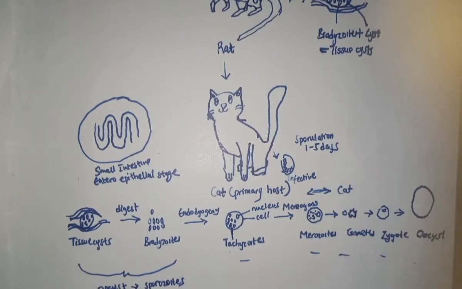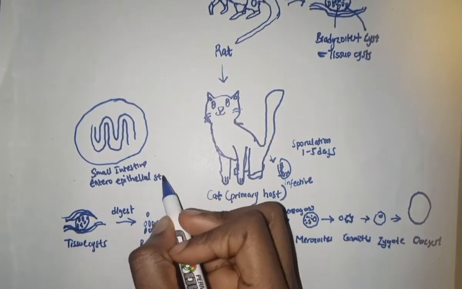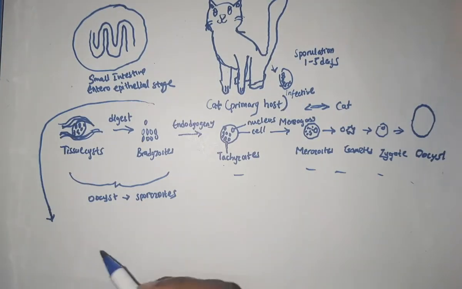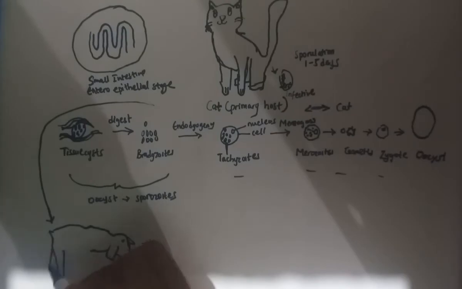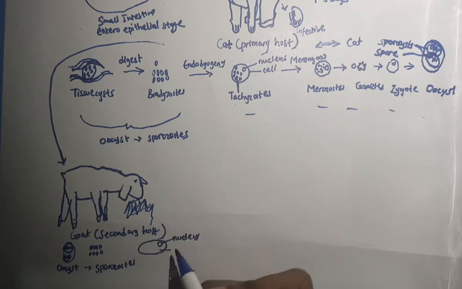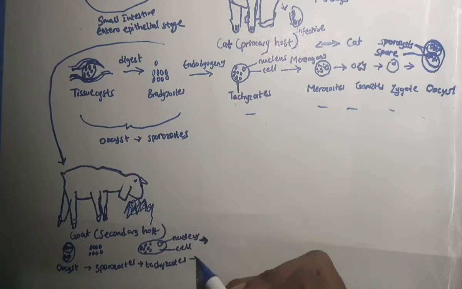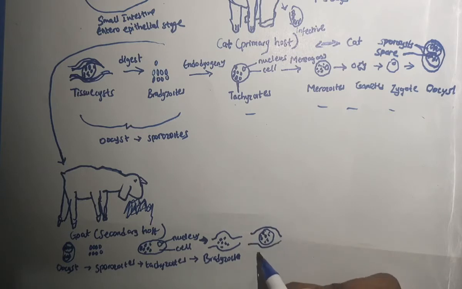And note, this is all taking place in the small intestine, so it is called the enteroepithelial stage. When a grazing animal like goats feeds on vegetation contaminated with oocysts, the oocysts enter the gut. Enzymes free the sporozoites, which multiply in many cells to form tachyzoites. As the immune system fights back, tachyzoite division slows down and enters a resting stage, bradyzoites, which encyst in tissues to form tissue cysts.